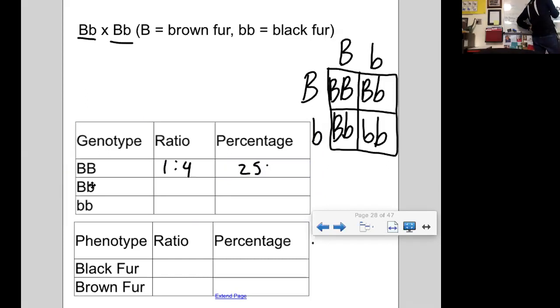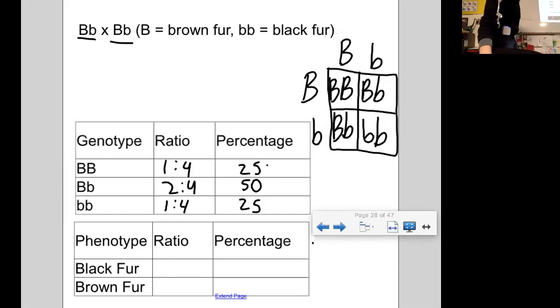Big B, little b: how many big B, little b boxes? 2 out of 4. What's the percent on that? 50. Little b, little b: 1 out of 4. And the percent? 25. Okay, so that's genotype.